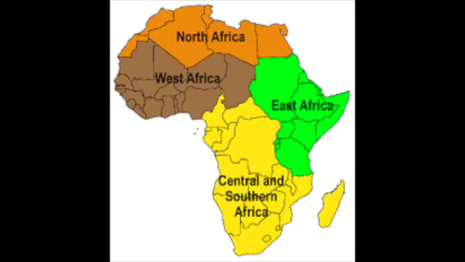Africa can be divided into four main regions: north, west, east, and then central and southern is one. Some scientists believe that central and southern could be separated, but for our case, we're going to say central and southern Africa is one region, so we're only going to do four. That might be a little bit confusing. So central and southern Africa. Now, the regions of Africa.